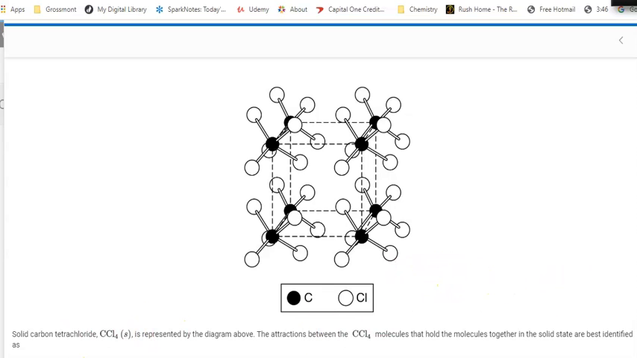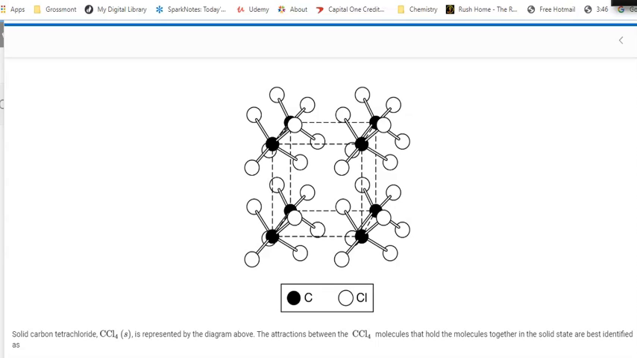So there you have a diagram of carbon is the black and chlorine is the light. And it tells you that this is solid carbon tetrachloride. Tetra means 4. And you use those numeric prefixes like that, like tetra. So mono, di, tri, tetra, penta, when you're dealing with covalent bonds. So solid carbon tetrachloride, CCl4, is represented by the diagram above. The attractions between the CCl4 molecules that hold the molecules together in solid state are best identified as what?